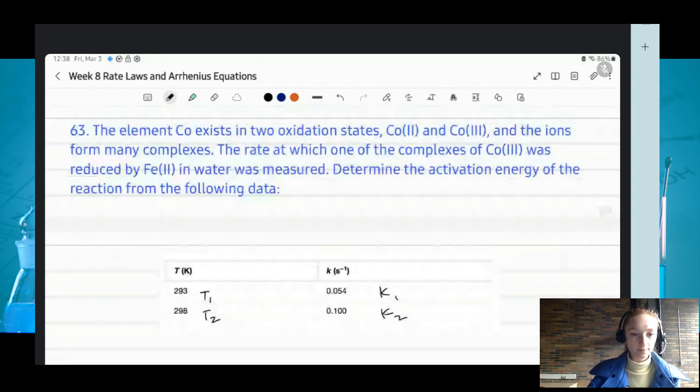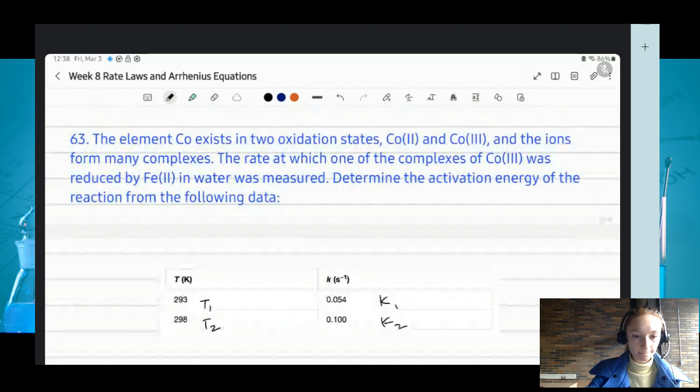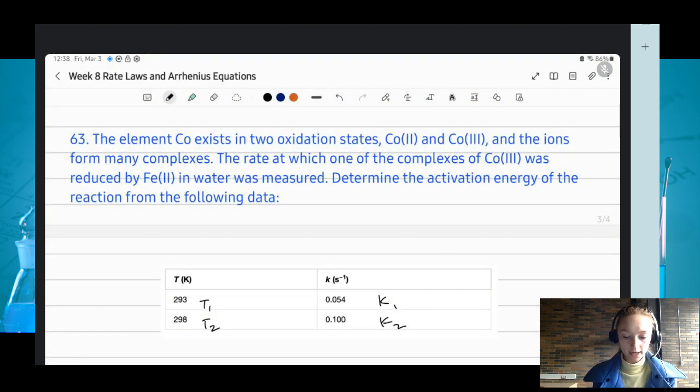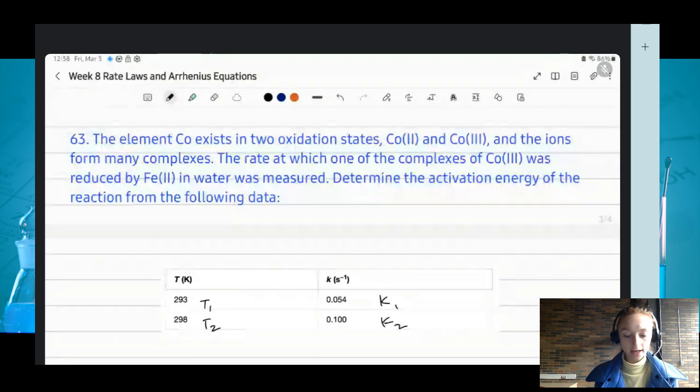Okay, so 63 asks, the element cobalt exists in two oxidation states, cobalt 2 and cobalt 3, and the ions form many complexes. The rate at which one of these complexes of cobalt 3 was reduced by iron 2 in water was measured. Determine the activation energy of the reaction from the following data.